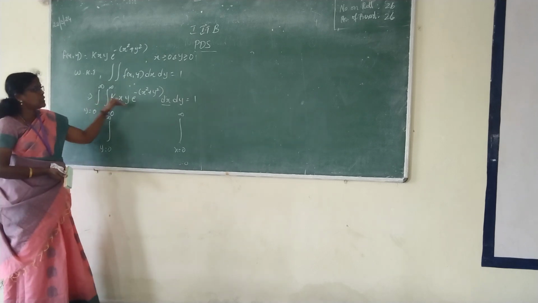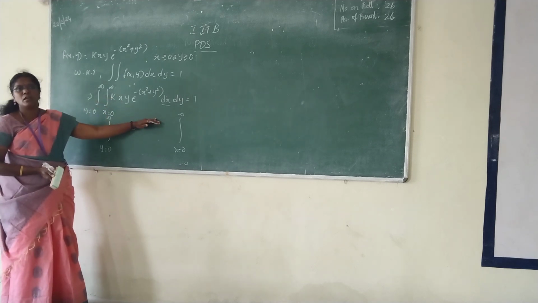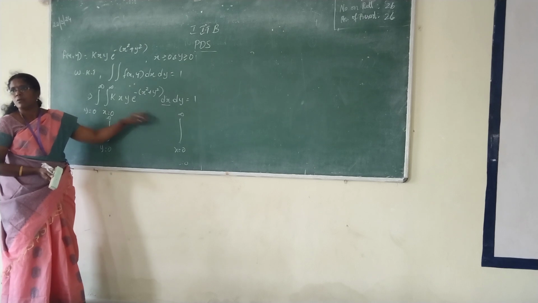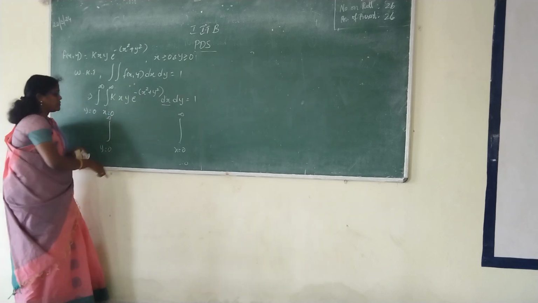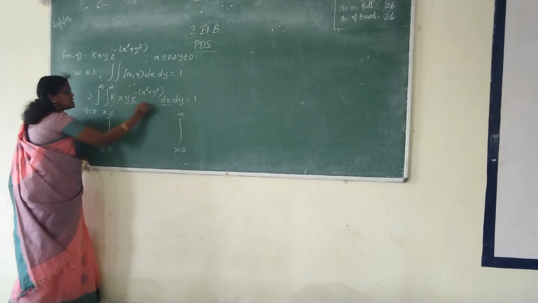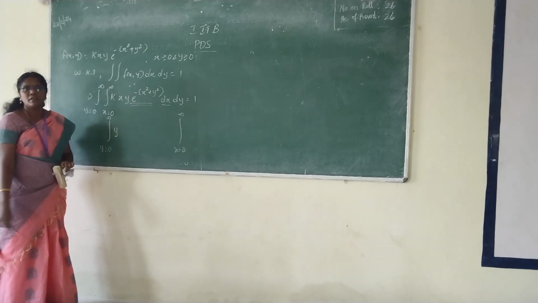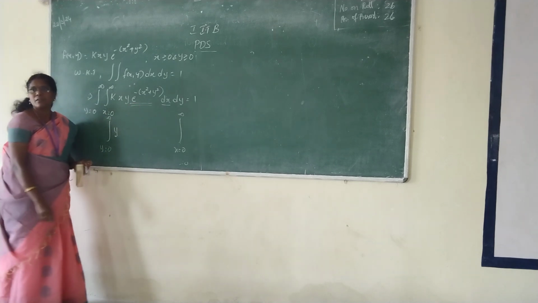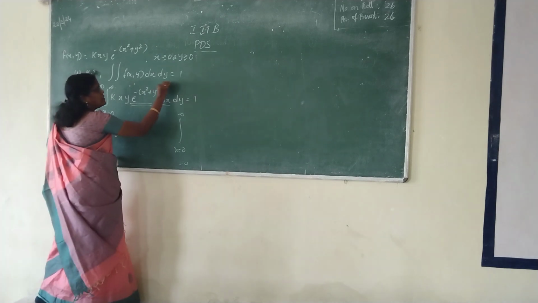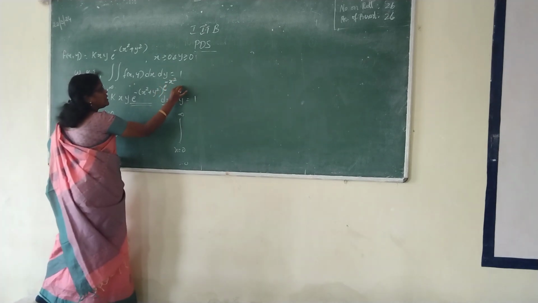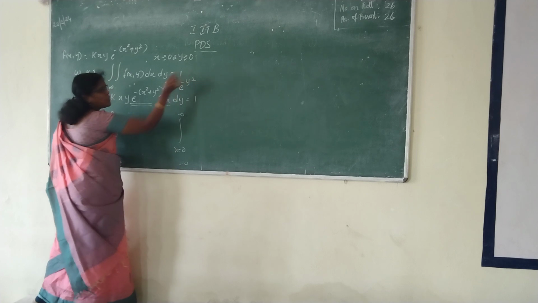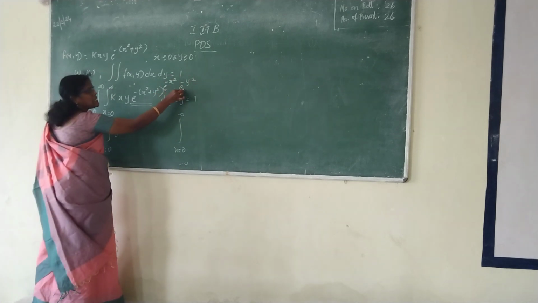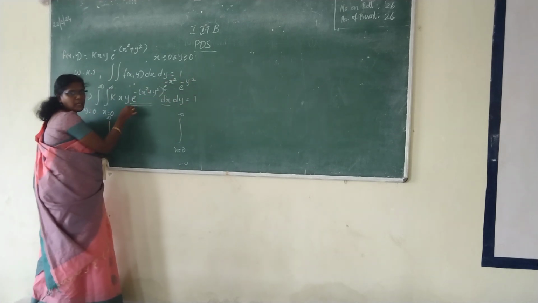Can you collect all the y terms from here? What are the y terms you are having? y is there. Can you split this into two terms? How will you write? e power minus x square into e power minus y square. Since the base is same, you can add the powers. So you can split like this.